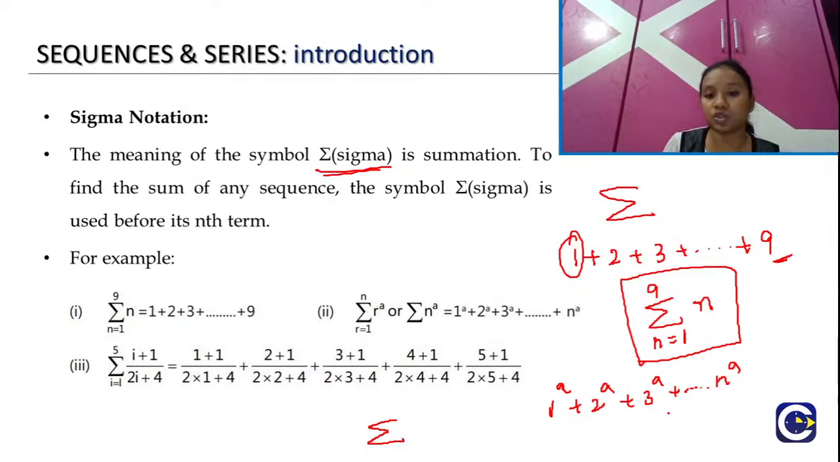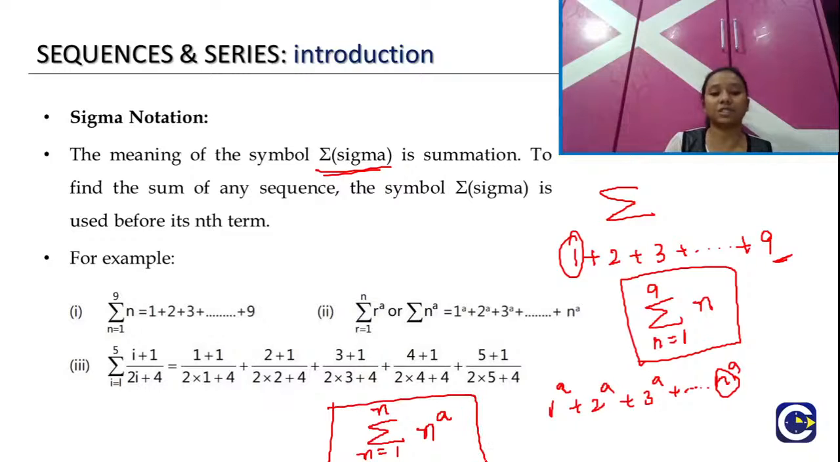So these 1, 2, 3 can be represented by our natural numbers, and power a is common, so we can write it as n power a here. And it starts from the number 1 and goes until n. That means n equal to 1 to n. So this is also the representation of sigma, right?